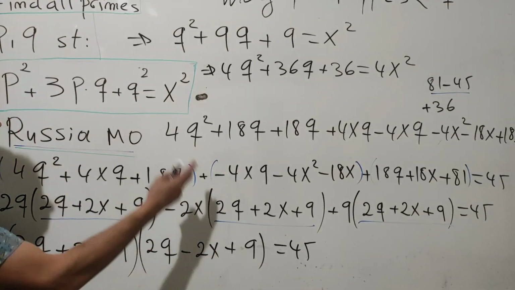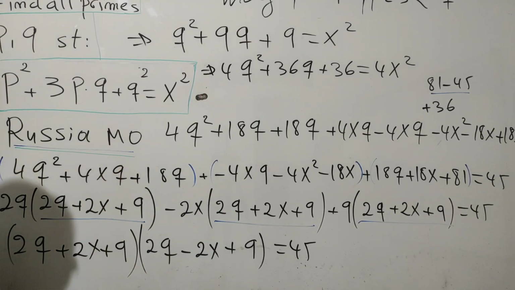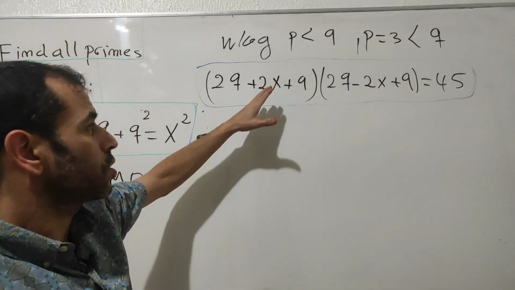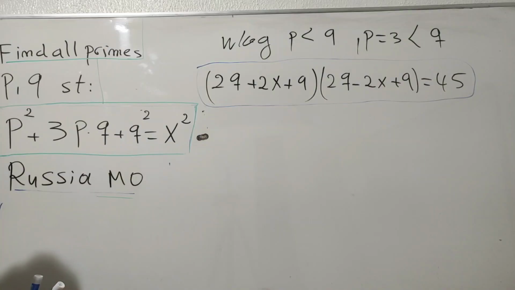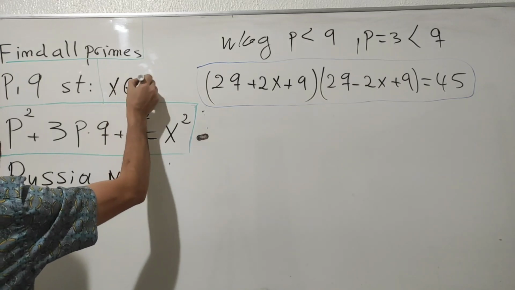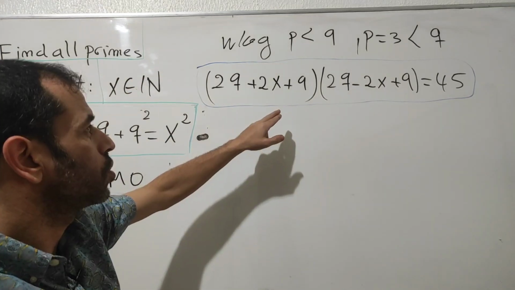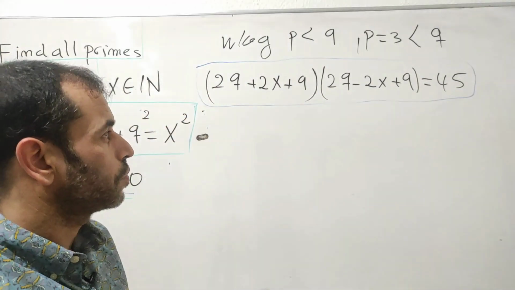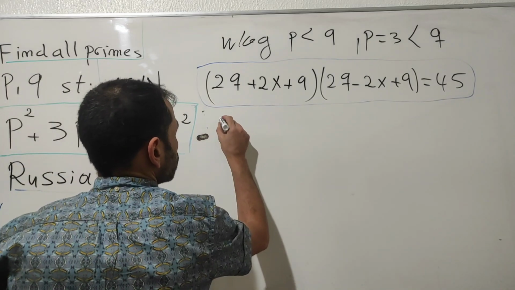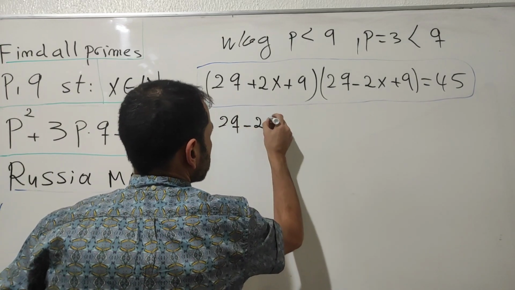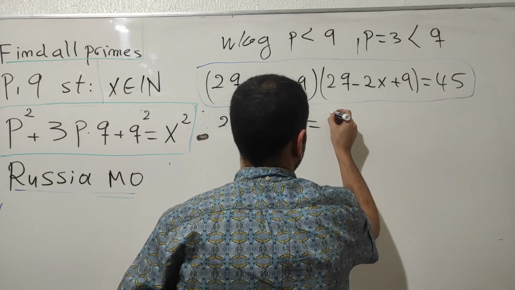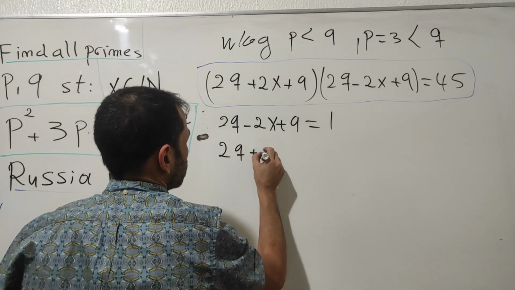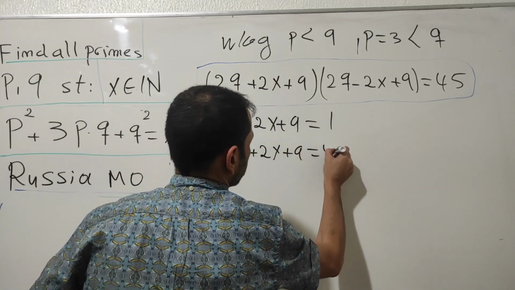I'm going to take this product at the top and continue solving this equation. Previously we were working on this one and came up with this nice product. Now we are simply going to solve this equation. So make sure here x is a natural number, okay? So always this term is going to take the small factor, and this one is going to take the big factor. So 2q minus 2x plus 9 is going to take the number 1, and the big one is going to take the whole thing, which is 45, so 2q plus 2x plus 9 equals 45.